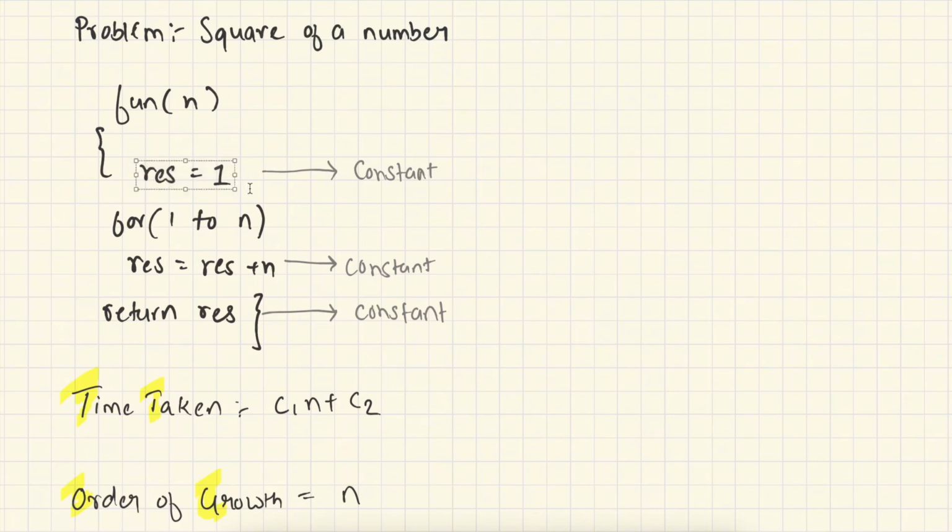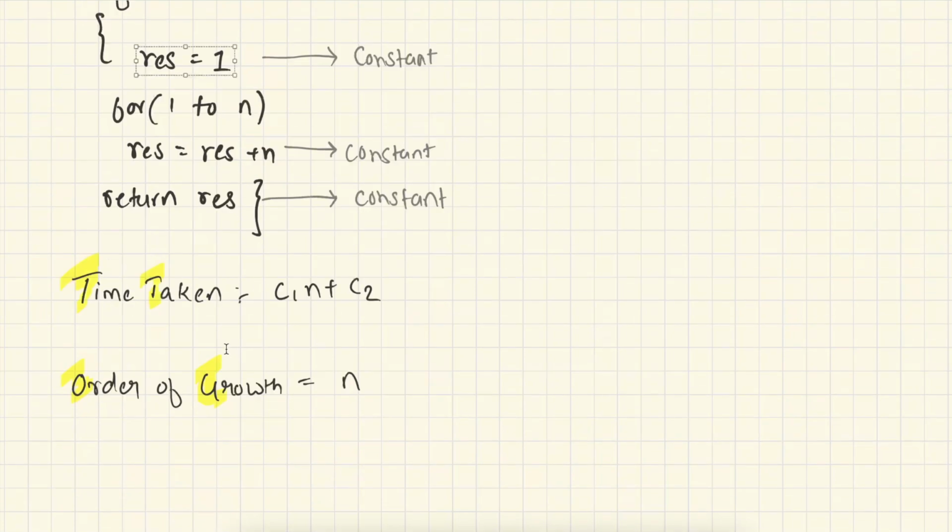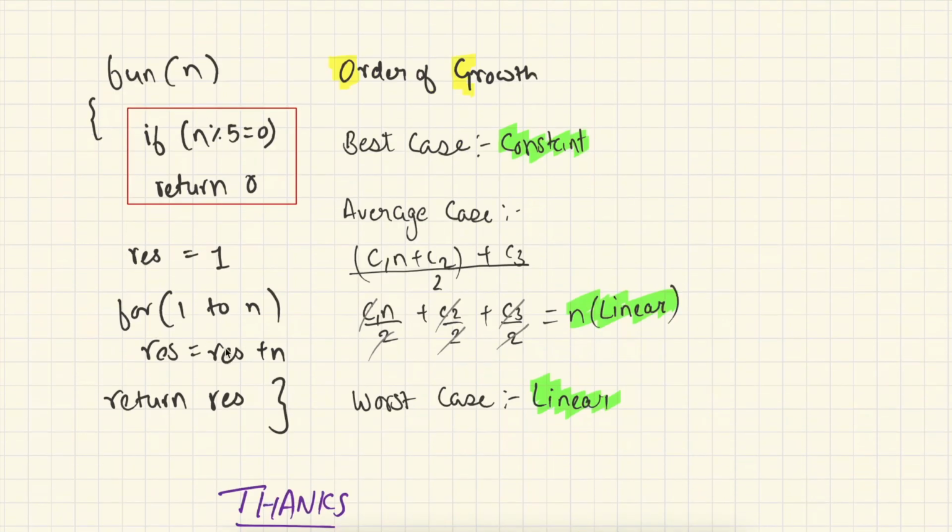In the previous example, it was very clear for us to calculate the order of growth because we were doing some constant operations, some linear operations, and that's it. It was easy for us to calculate the order of growth. But if I ask you to tell me the order of growth of this function, it might be difficult for you. So this is where our best case, average case, and worst case come into the picture.